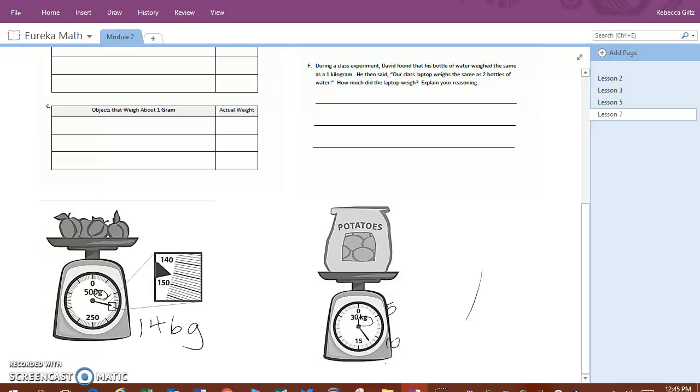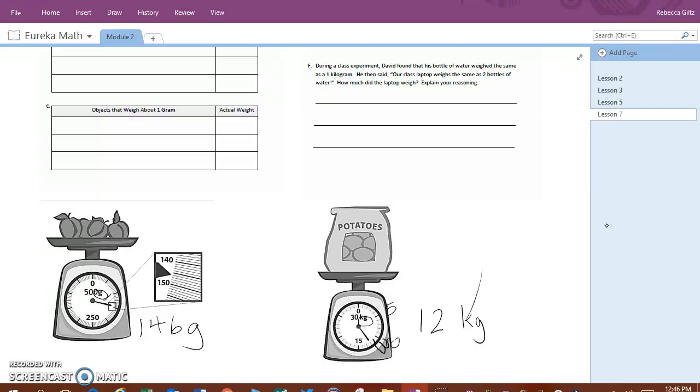Okay? So now we're looking at the pointer in between the 10 and the 15. If we hop down the number line, this would be 11. This would be 12. So we're talking about potatoes that weigh 12 kilograms. If you're not sure about how to read that scale, ask a partner in your group to help you. You can go over to the scale on the table and put a couple things on there and see if you can agree on what they weigh.